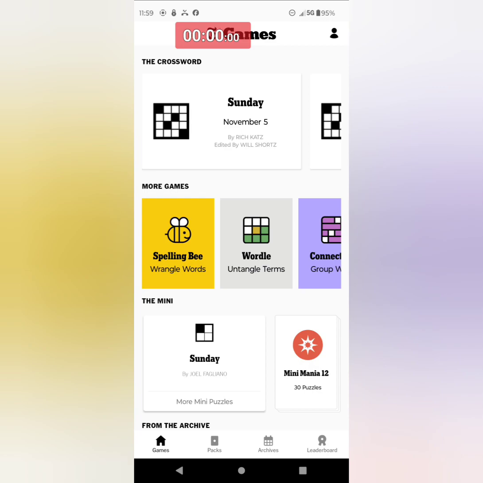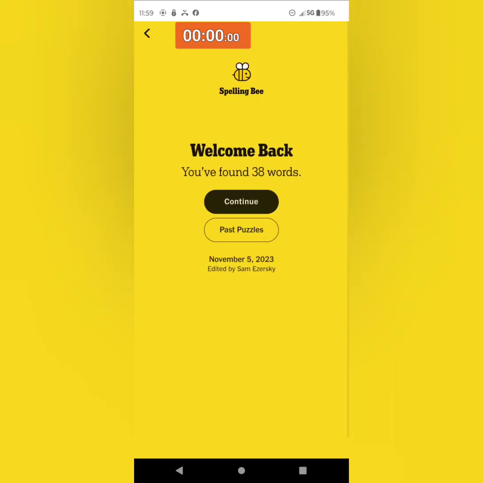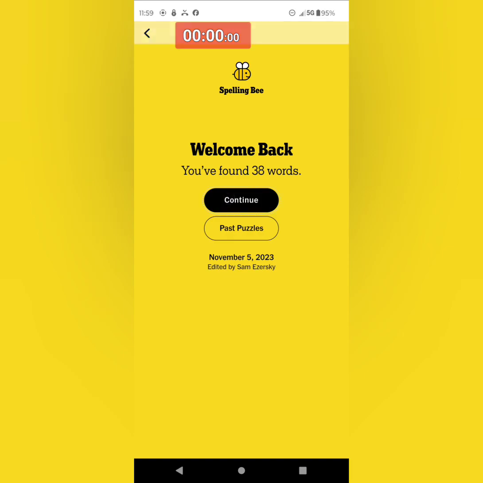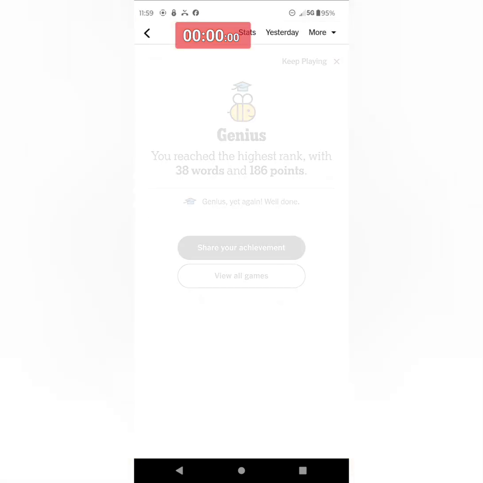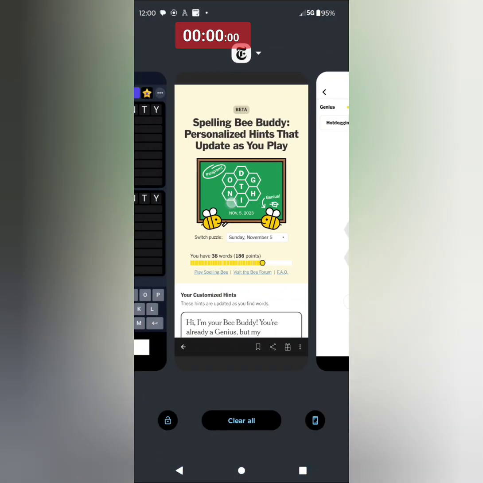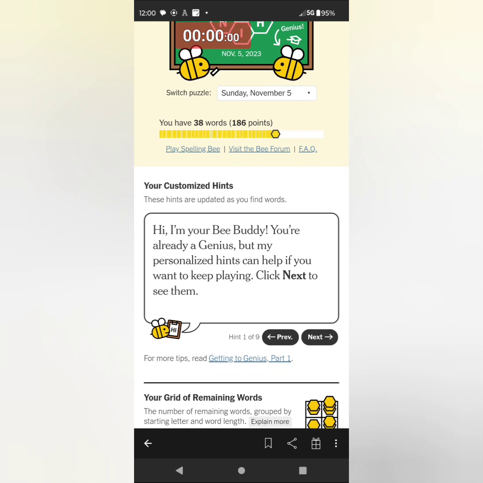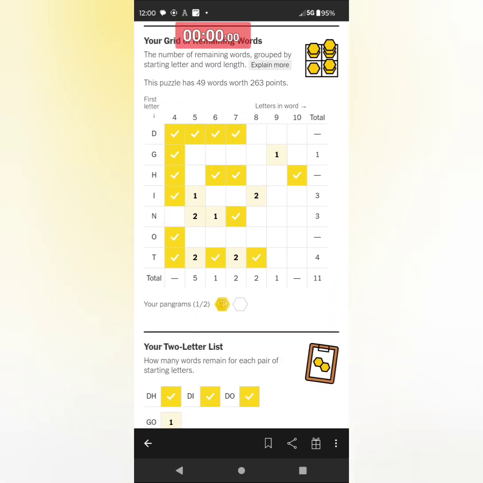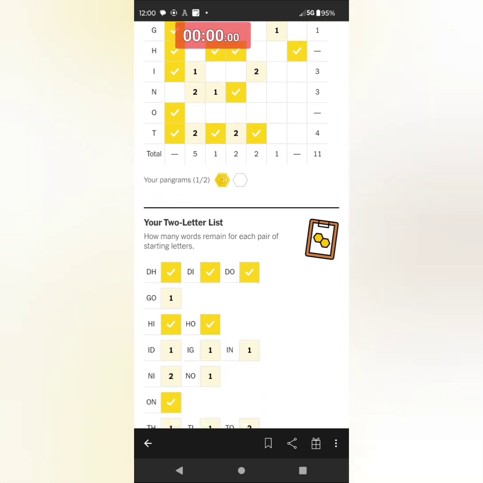We'll start off with the B. And I found 38 words, second highest level. And at this point, we're going to look at the clues. So 38, but I still have like 11 more words remaining. And I was only able to find one pangram. And there's one more pangram somewhere out there.